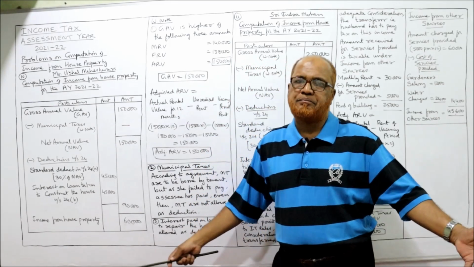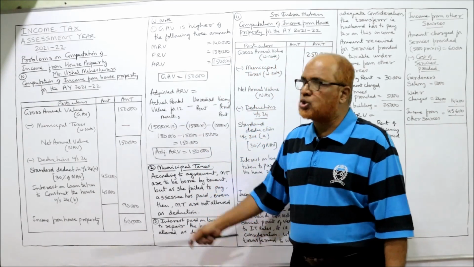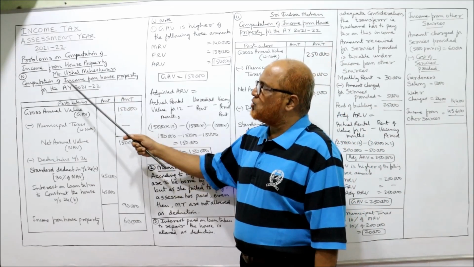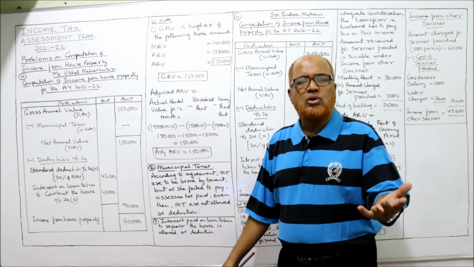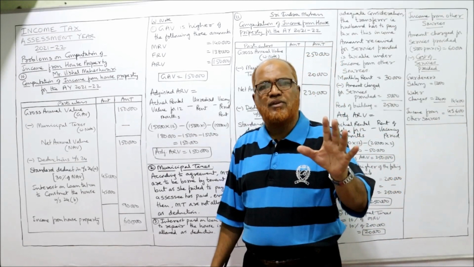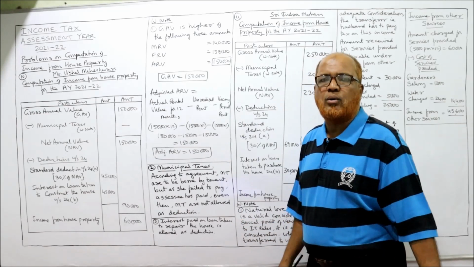Vishal Maheshwari. I have explained all the points. Now how will it be presented in the solution? See here. Mr. Vishal Maheshwari, computation of income from house property for the assessment year. The format is not changing. Every problem has the same format. Only the working notes we have to find out the amounts.